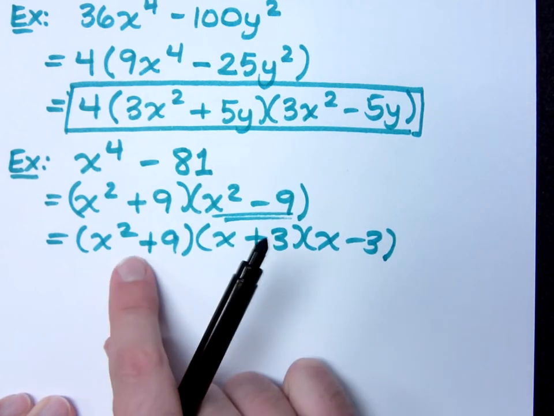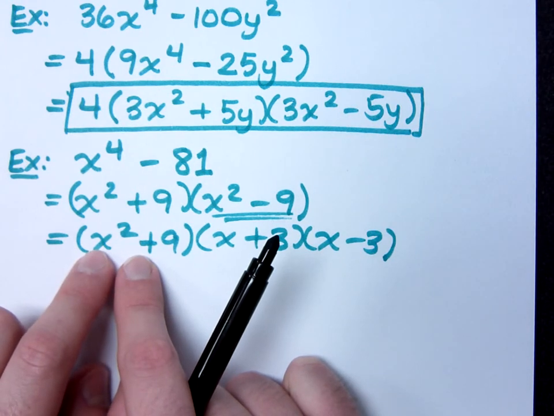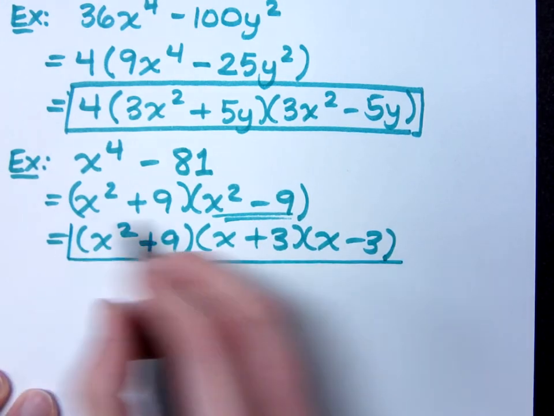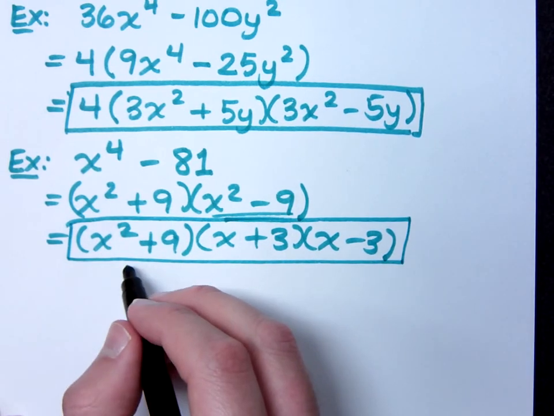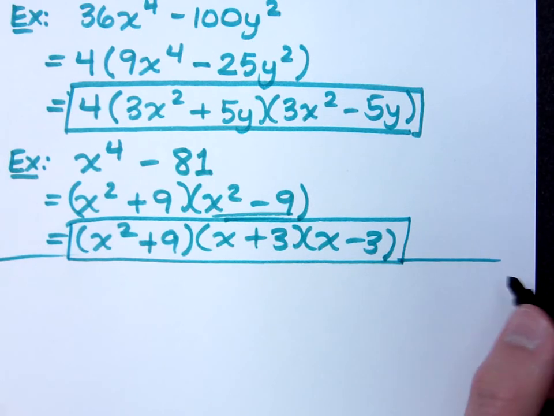X squared plus 9, even though it has a square, will not factor, will not break down using real numbers. Because if you try to factor that out, you're going to come up with a middle term. The only way this guy can factor is using imaginary numbers, so we're not talking about that just yet. I'll see you guys in 0310.